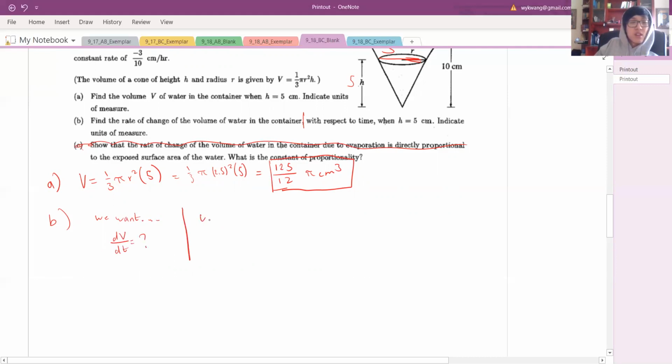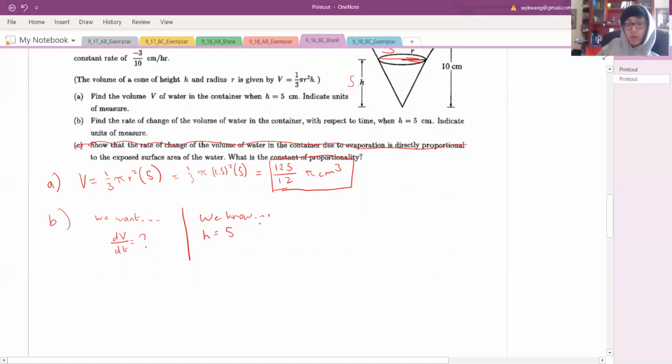But what do we know already? We know that with respect to time, find the rate of change of volume of water in the container with respect to time when h is equal to 5. Okay, well, we know h is 5 for this problem.